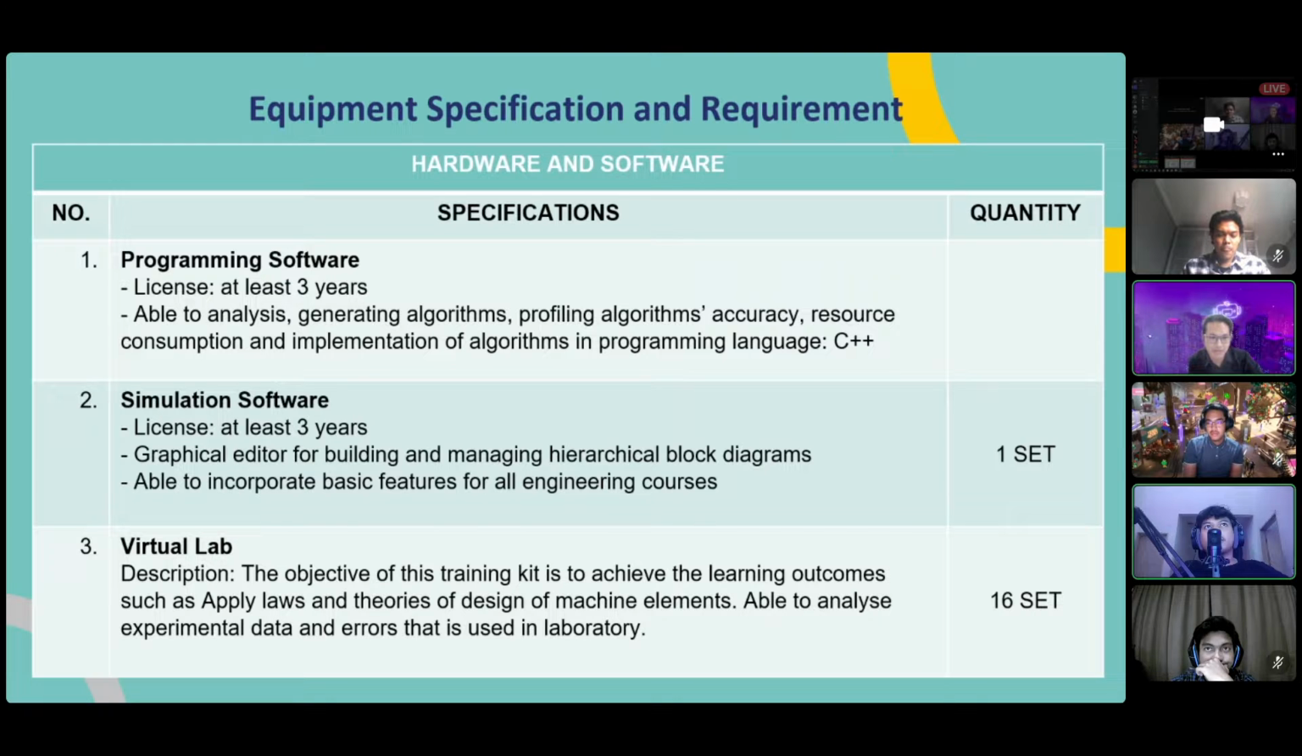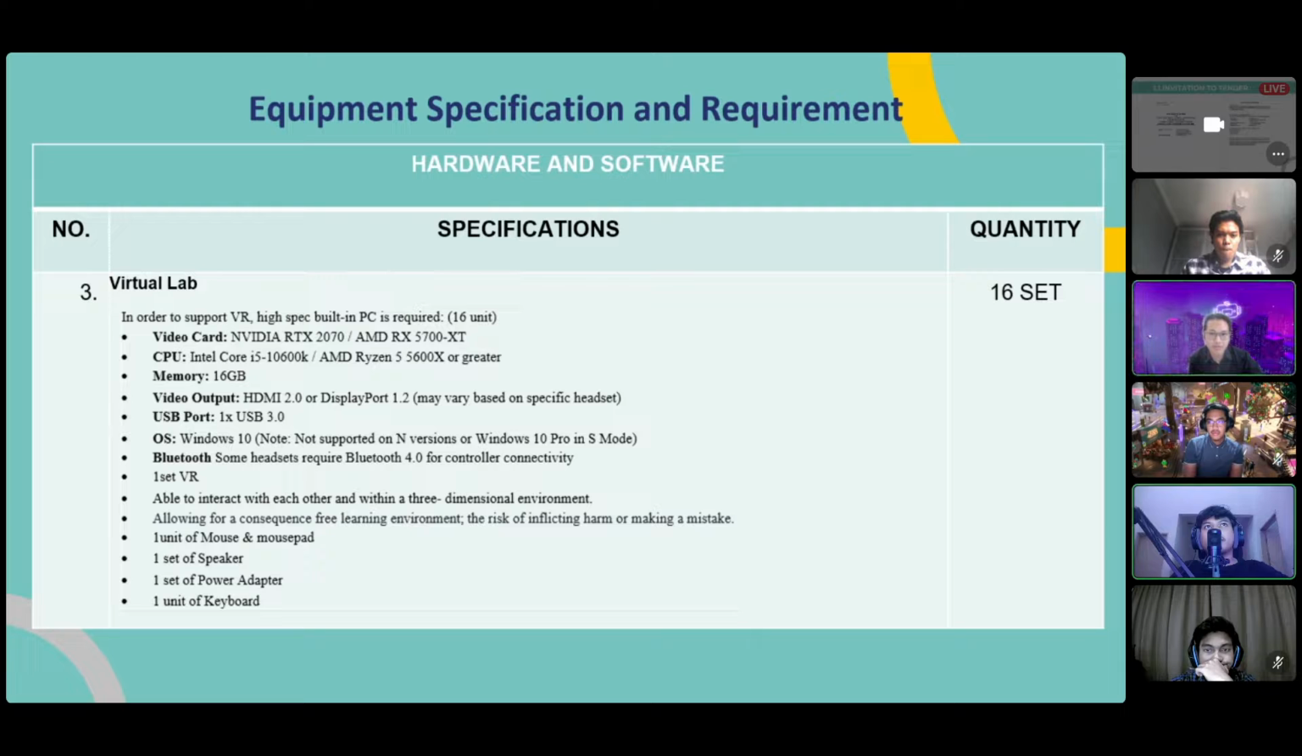The next one is the virtual lab. For the virtual lab we request 16 sets, because we will give it to the 4 engineering departments, which are electrical, mechanical, civil, and biomedical. This is what supports the VR, for what we want. So next.